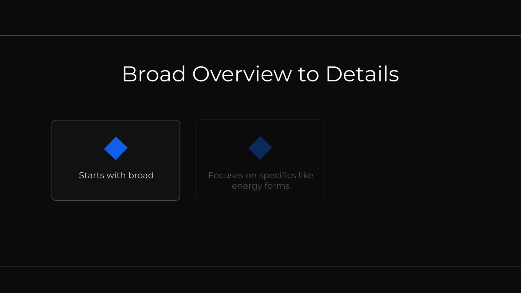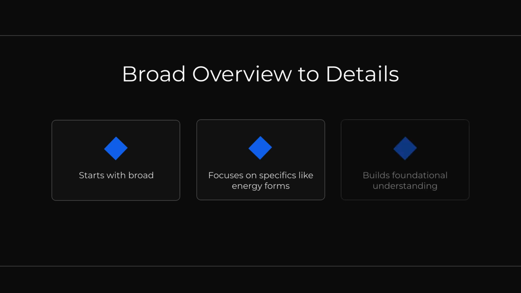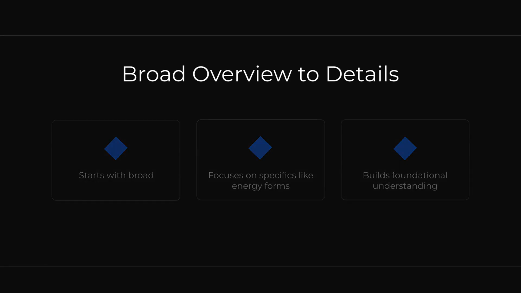The general to specific structure begins with a broad overview before narrowing down to detailed information. It helps students grasp broad concepts before delving into specifics. For example, a physics lecture might start with an overview of energy forms, then focus on kinetic and potential energy. This method aids in building a solid foundational understanding. It's particularly useful for subjects that require a layered approach.